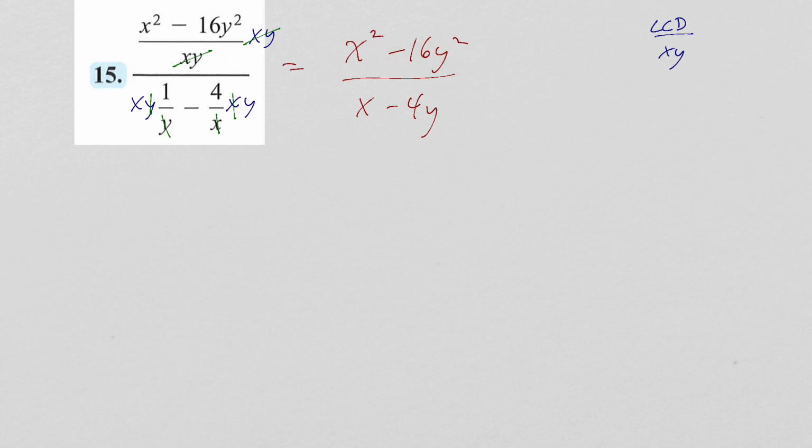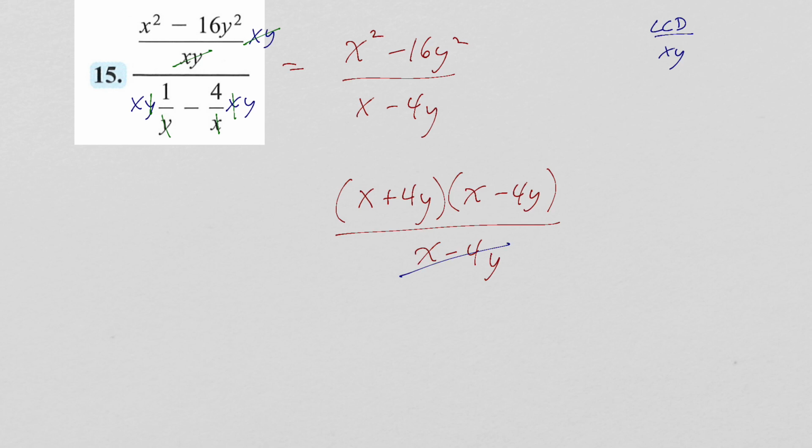So we're going to get the conjugate pairs in the numerator. We're going to have x plus 4y times x minus 4y in the numerator, and we have x minus 4y in the denominator. This entire factor cancels, and so our final answer is x plus 4y.